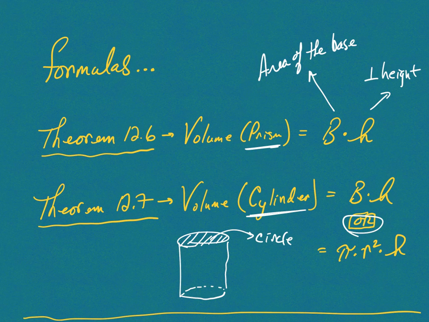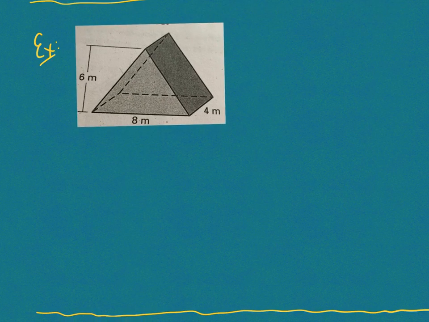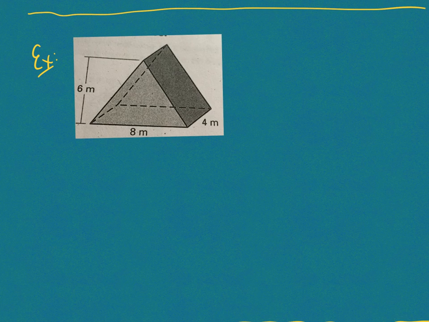So we could also think of the volume of a cylinder as pi times r squared, because that's the area of a circle, multiplied by the perpendicular height. Okay, so if you want to write both of those down, that'd be great. If you just want to write down B times H, that's also fine. Okay, now let's take a look at some examples of how we can calculate some volumes.